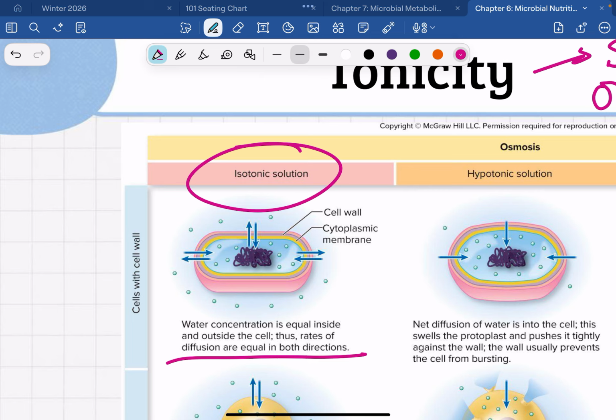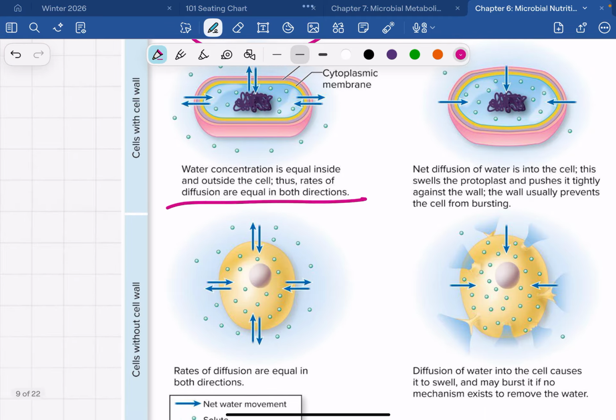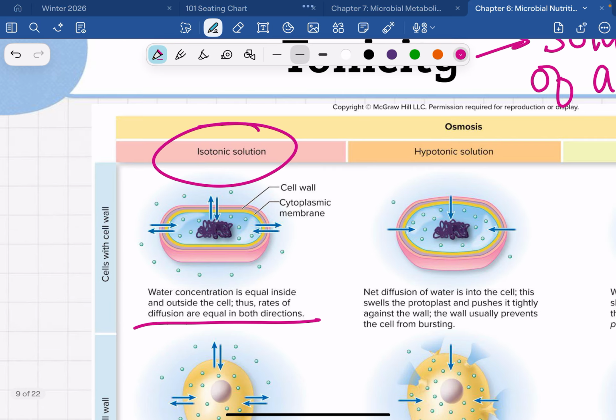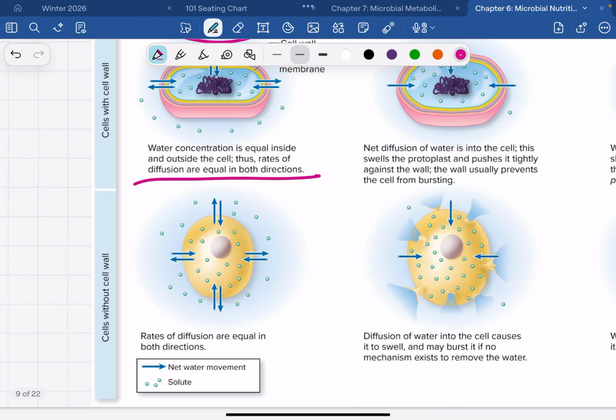That means that this cell is going to be really happy. Water may flow in a little bit, water may flow out a little bit, but everything is going to stay relatively equal. Everything is kind of at equilibrium. This is a happy cell. The water concentration is relatively equal inside and outside, and nothing is going to happen to that cell. We're going to look at cells with cell walls and cells without cell walls, but in both of these scenarios for an isotonic solution, those are happy cells. There's no net water movement. Everything is in equilibrium.